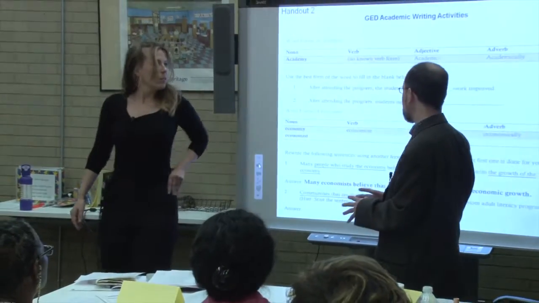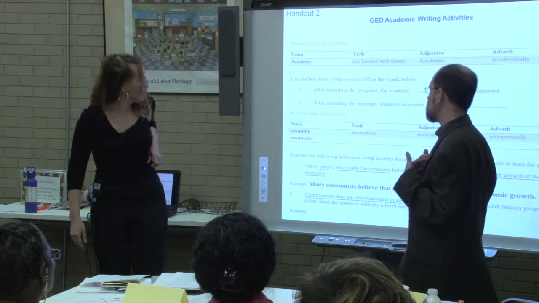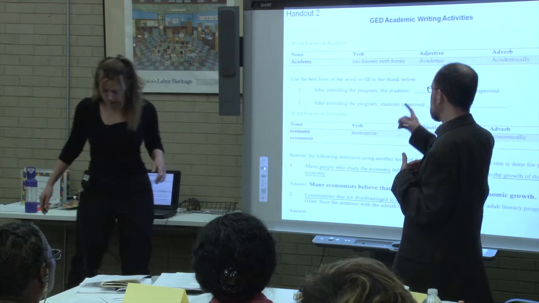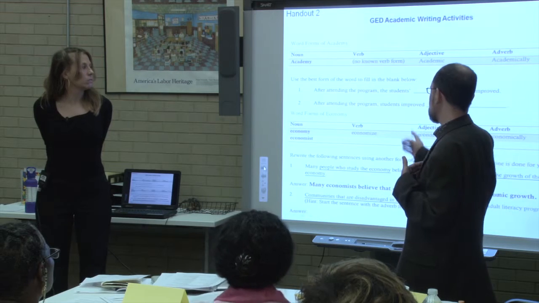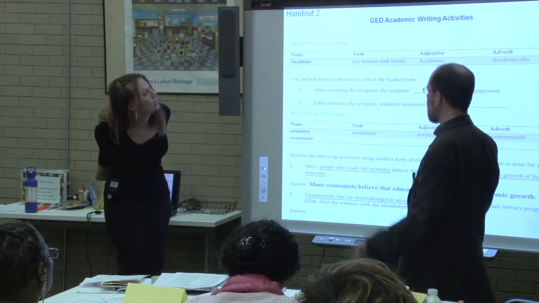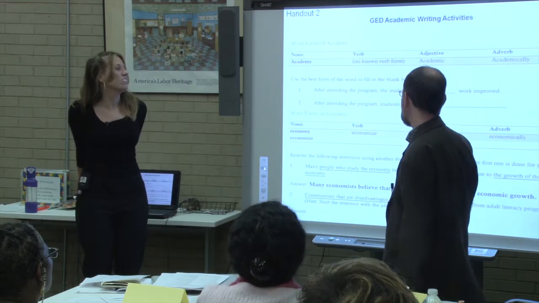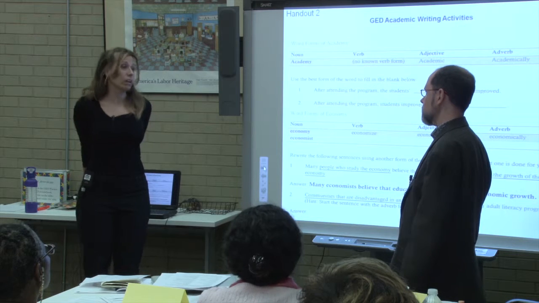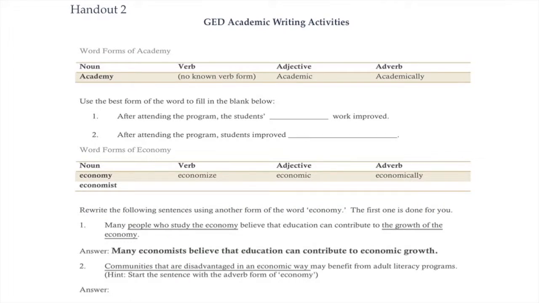Can we quickly model addressing mistakes? So if I was your student and I'm looking at that first group, and my answer for number 2 is "After attending the program, the students improved." So Miss Sasha, this is my sentence: "After attending the program, students improved academic." Okay, and so what? So the students. I'm sorry. "After attending the program, the students improved academic." Yeah, Miss Sasha, that's my sentence.